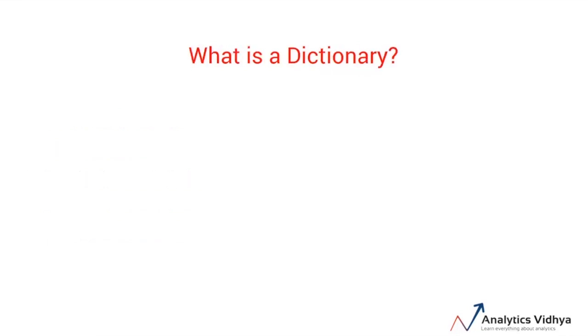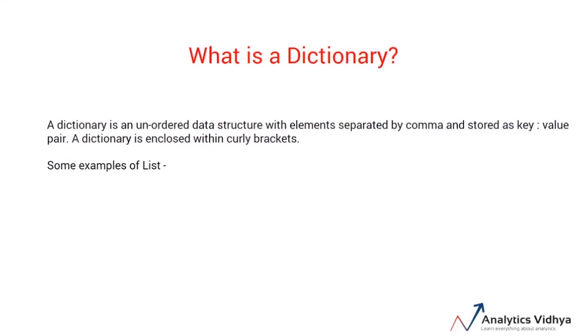So, what is a dictionary? A dictionary is an unordered data structure where elements are stored as key-value pair. The key-value pair is separated by colon, while the elements are separated by comma. The entire dictionary is enclosed within curly brackets.